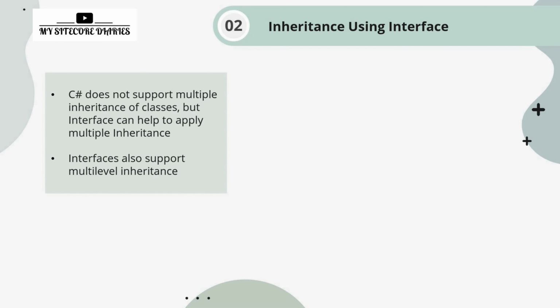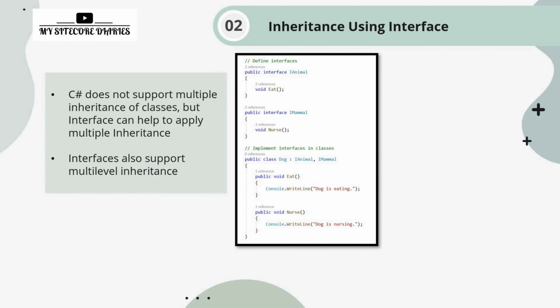Interface also supports multi-level inheritance. So what is multiple and what is multi-level inheritance? If you see here, I have two interfaces. One is IAnimal, another is IMammal. IAnimal has an Eat function, whereas the IMammal has a Nurse method. Both IAnimal and IMammal are implemented in the Dog class.